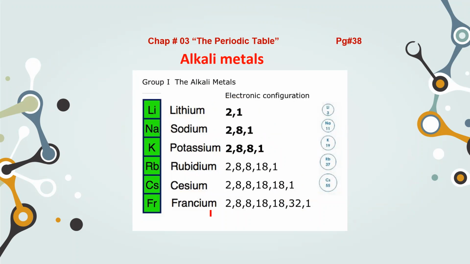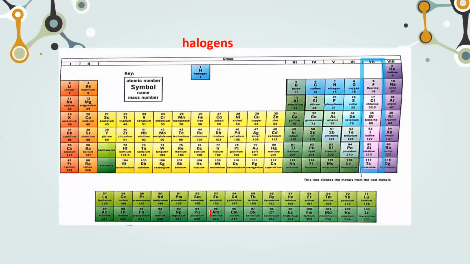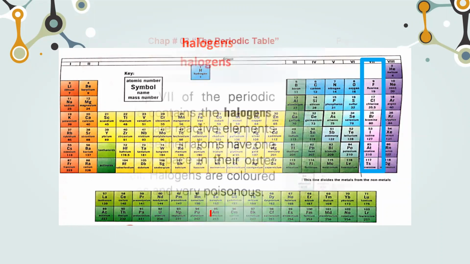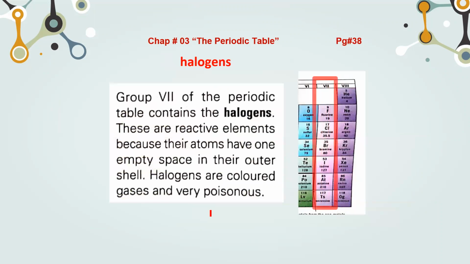Okay, now come towards the next thing, and that is the so-called halogens. The second last group of the periodic table, group 7, is the halogens. So group 7 in the periodic table contains the halogens. These are very reactive elements, just like group 1 are highly reactive. Group 7 elements are also highly reactive.